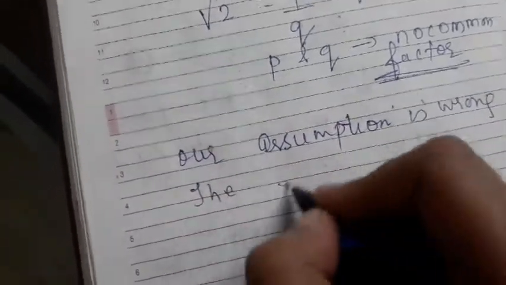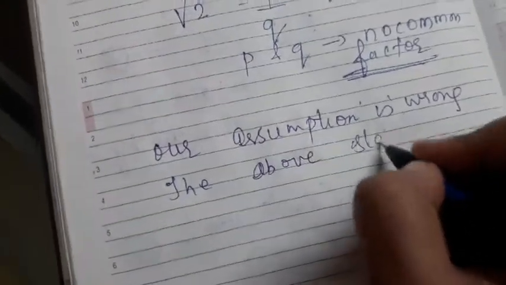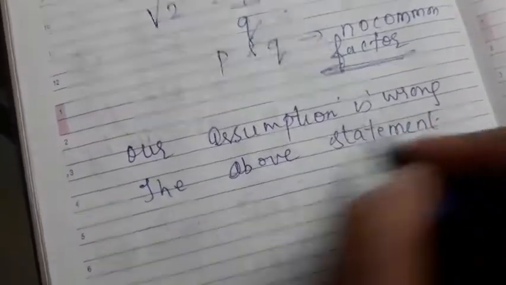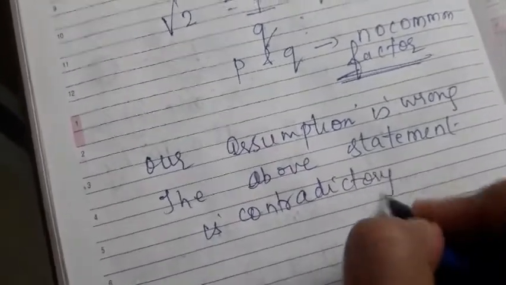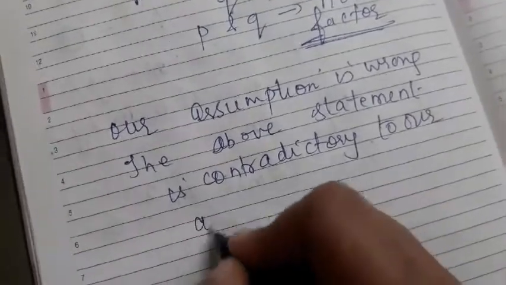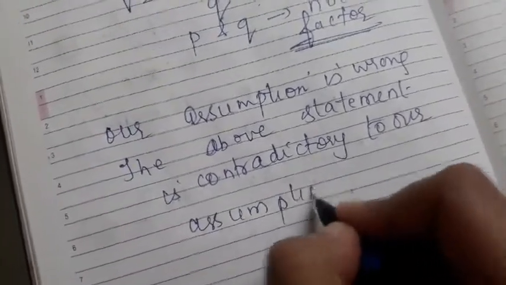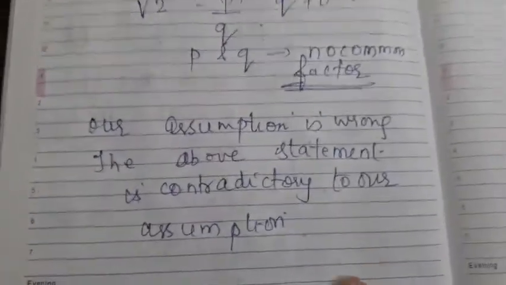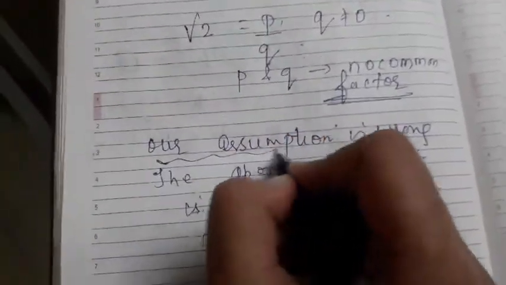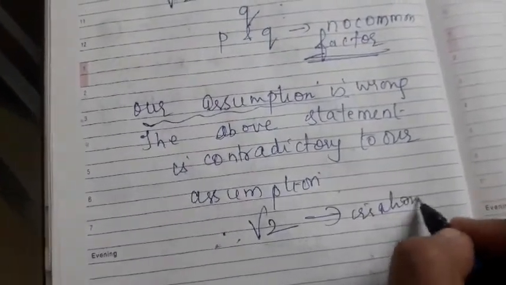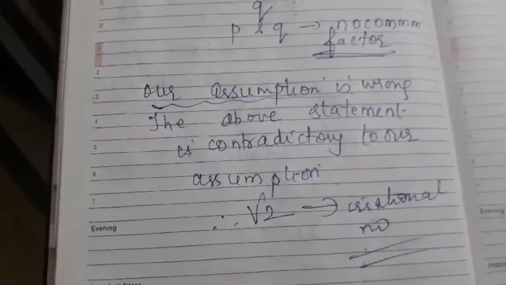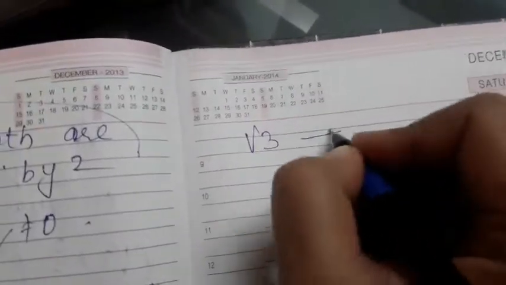The above statement is contradictory to our assumption. We can write this first, that the above statement is contradictory to our assumption, hence our assumption is wrong. Therefore root 2 is an irrational number. Fine, this is how we prove that root 2 is an irrational number. Similarly, we can prove that root 3 is also irrational.